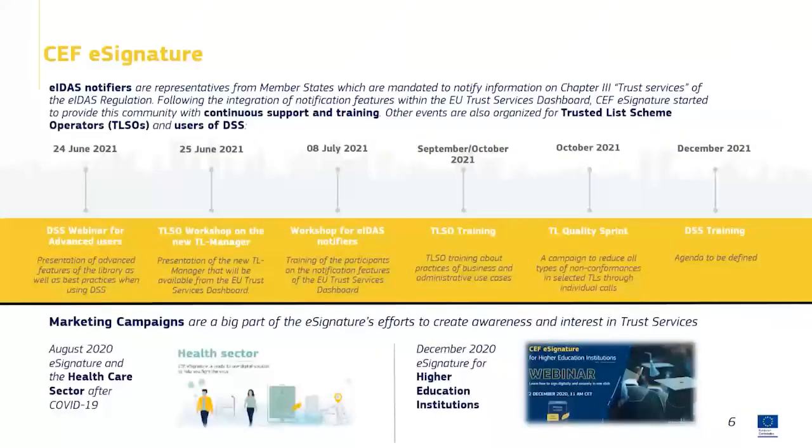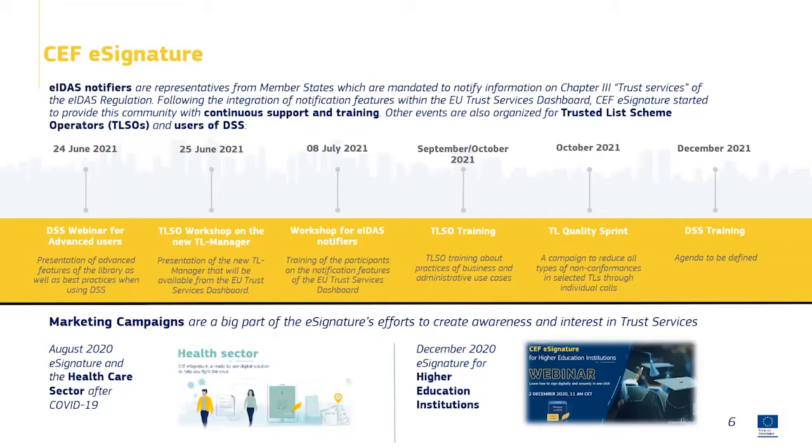About the introduction, I'd like to begin with all the events that are organized by CEF eSignature. Here is an event dedicated to the eIDAS notifiers. The eIDAS notifiers are the representatives from the member states who are mandated to notify information on the Chapter 3 trust services of the eIDAS regulation. If you have been invited today, it's because we identified you as eIDAS notifiers, because you probably already notified some information to the European Commission.